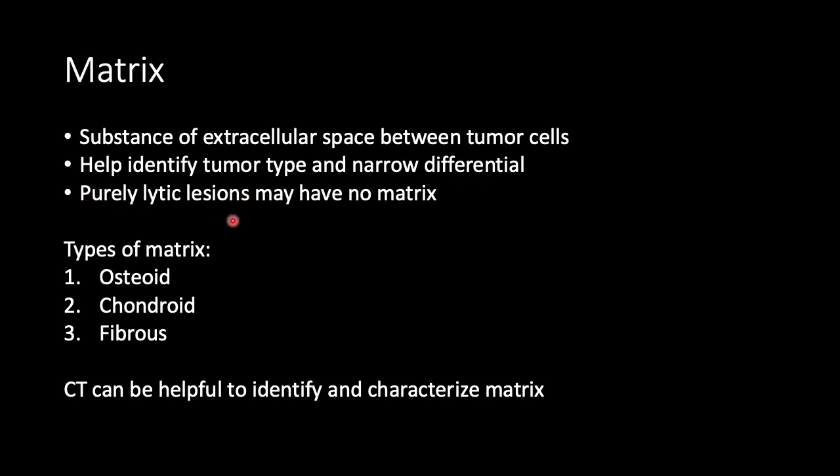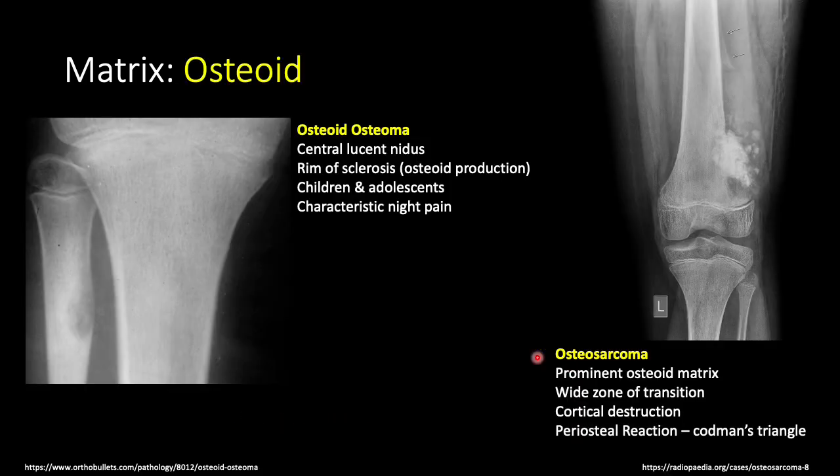Purely lytic lesions sometimes may have no matrix, so you can say that in your description: there's no osteoid or chondroid matrix present. But the types of matrix we'll talk about today are osteoid, chondroid, and fibrous. These are the main ones. And CT can sometimes be helpful to identify and characterize the matrix further. So first we'll talk about osteoid.